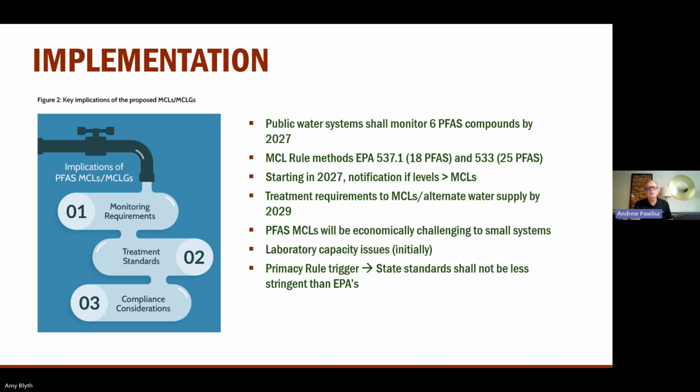There are some concerns with the laboratory capacity by the sheer number of samples that will be taken and the number of public water systems affected by this rule. In addition, also with the promulgated MCL, now this is a point of departure, so to speak, for the state rules, which shall not be less protective than the federal limits. Next slide.